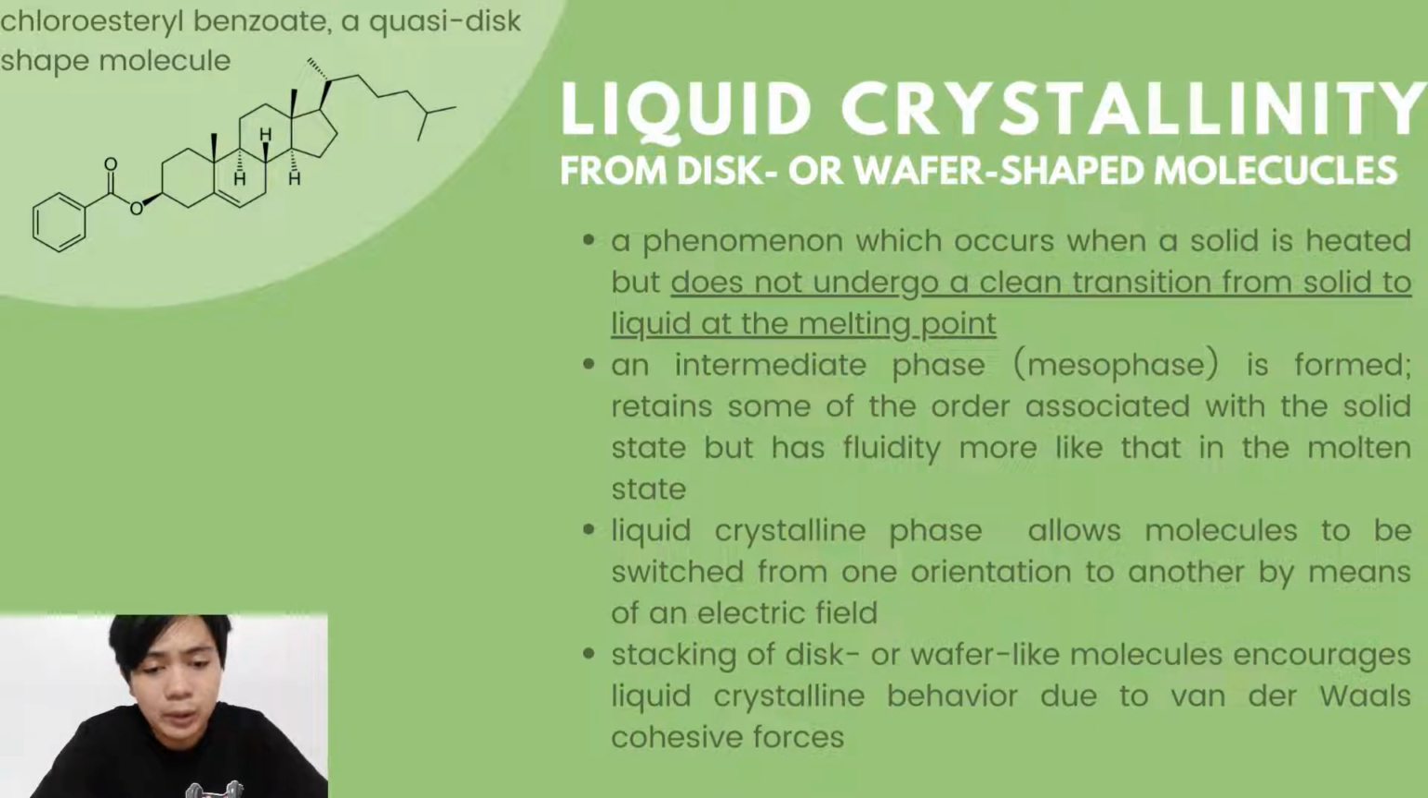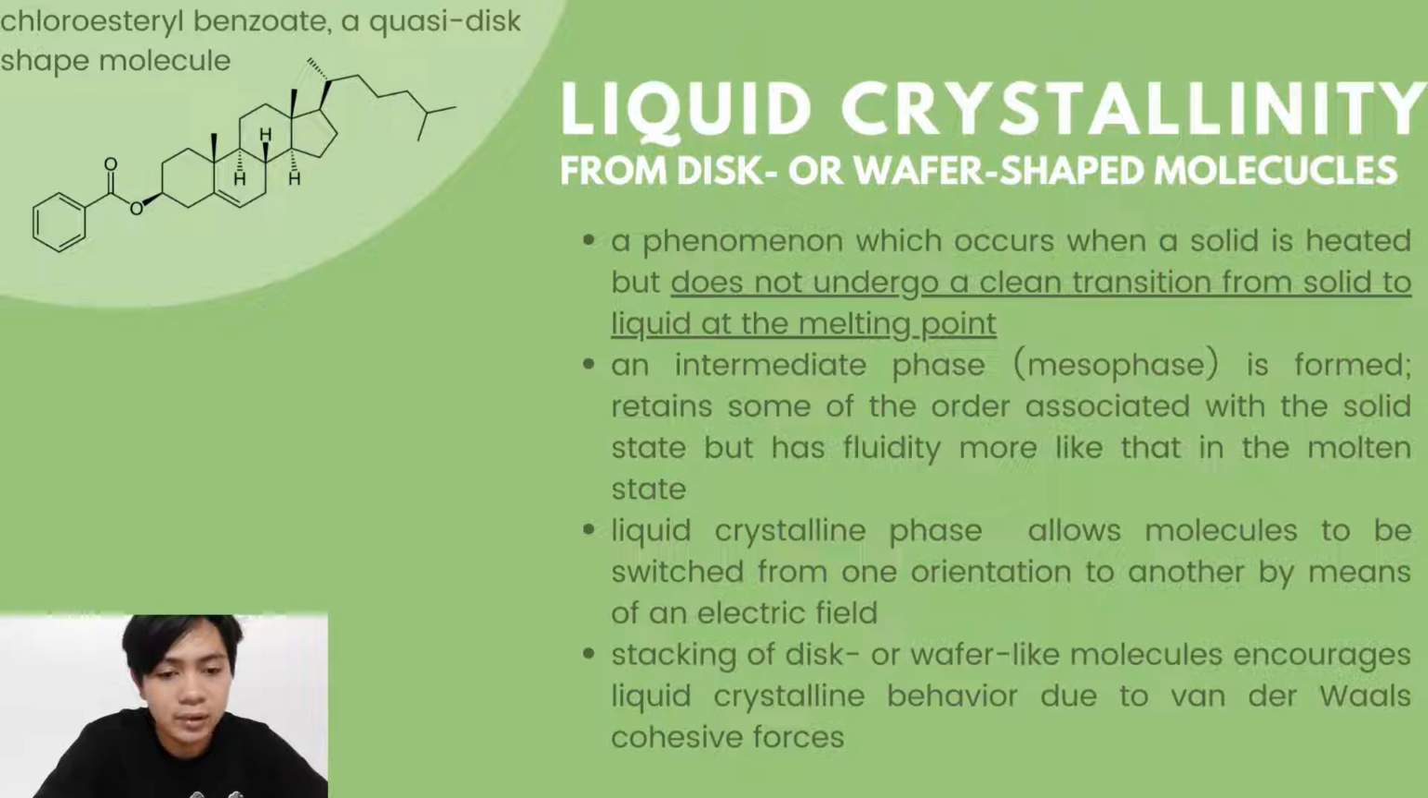The importance of a liquid crystalline phase is that it allows molecules to be switched from one orientation to another by means of an electric field. True crystalline solids don't enable this, and the isotropic molten state allows too much random reorientation. Several molecules with a quasi-disc structure, such as chloroacetyl benzoate, come together to form liquid crystalline phases. On the other hand, rod-shaped molecules provide the basis of the majority of the research on liquid crystalline systems.